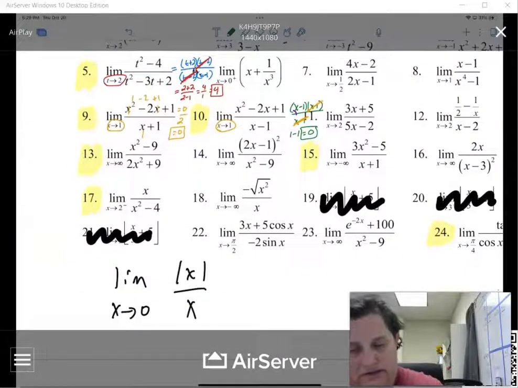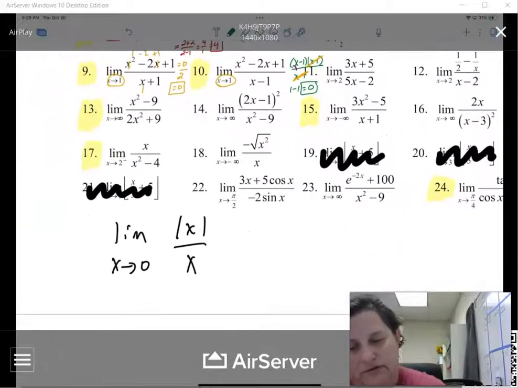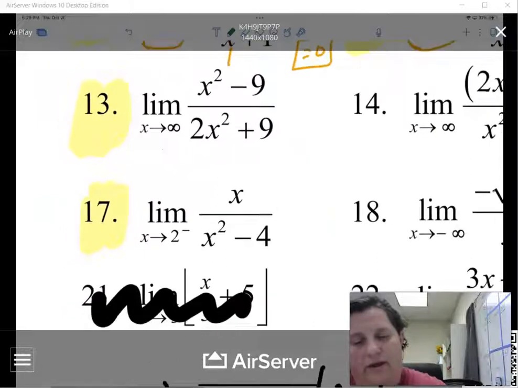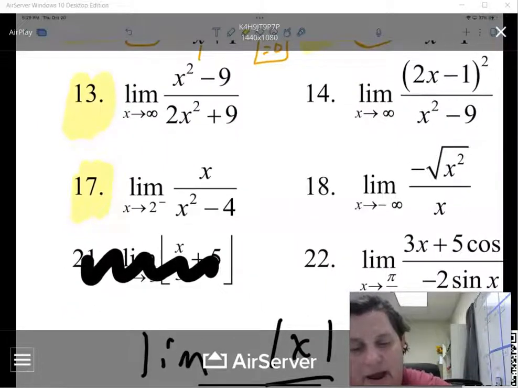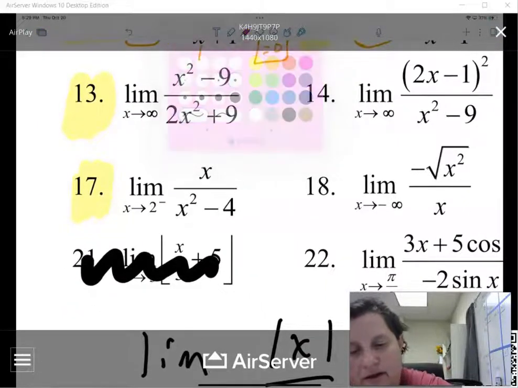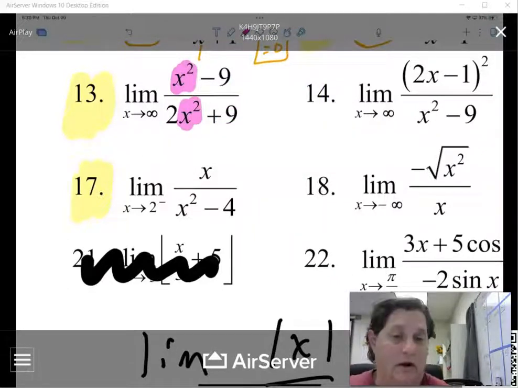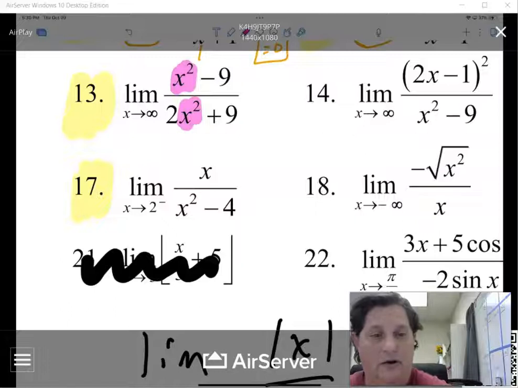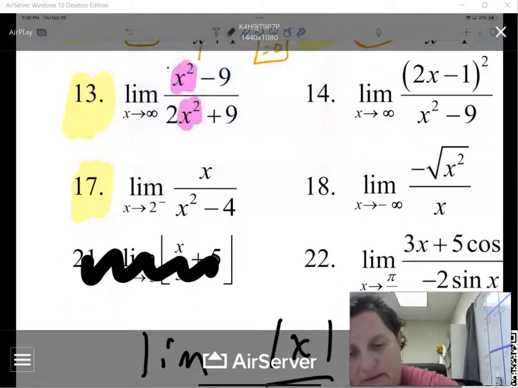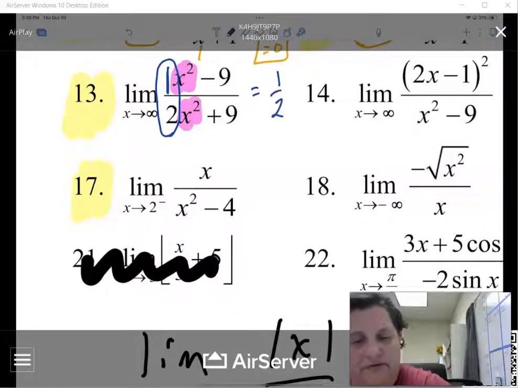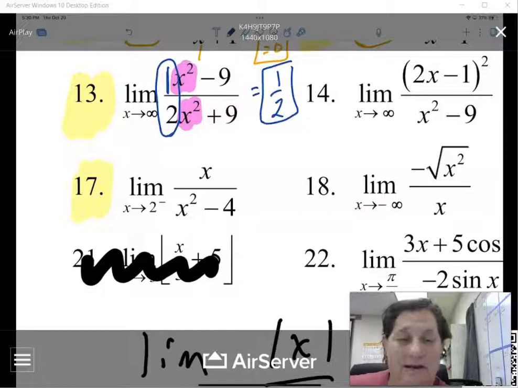Okay, 13. Now we're going to look at a couple of infinity problems. Do you guys remember that with infinity, you have to compare the degree of the top and the bottom, the highest degree? Well, the highest degree here is x squared. So x squared over x squared, okay? So if I look at this, my coefficients are 1/2. That's what this one goes to.